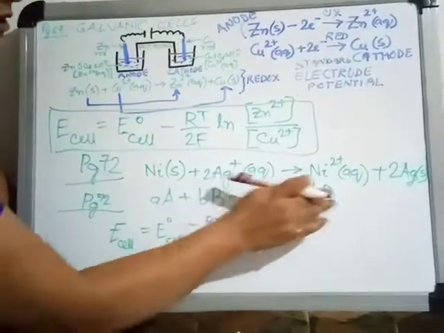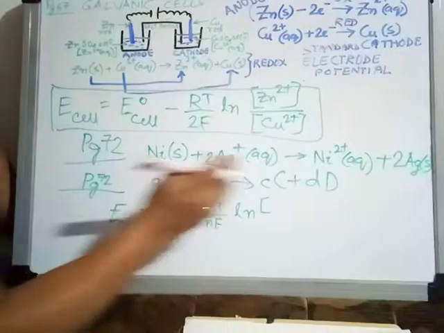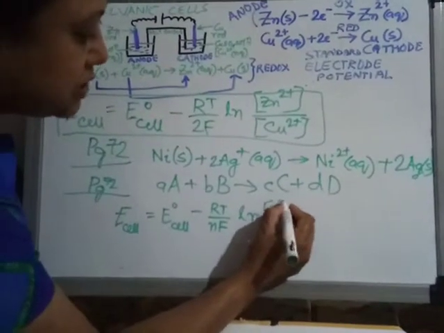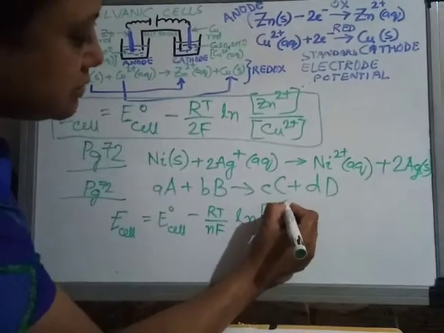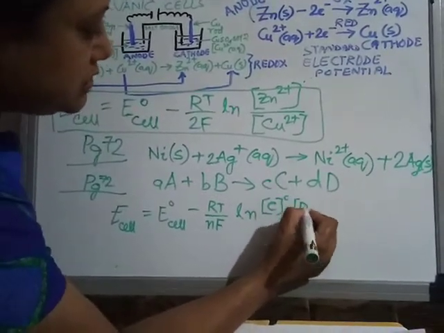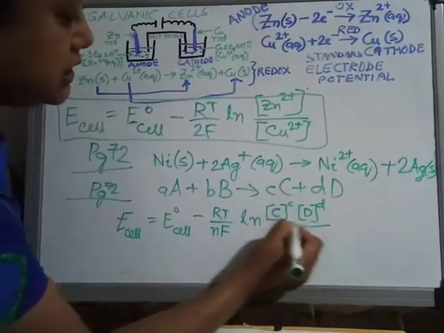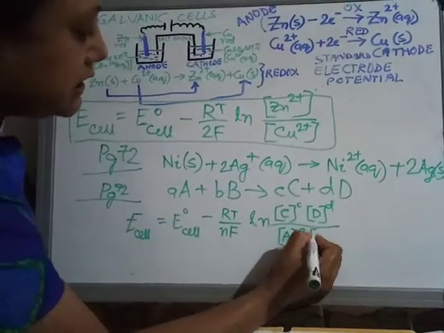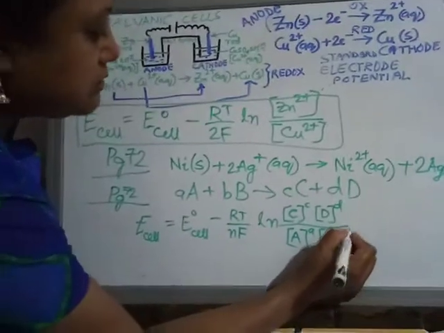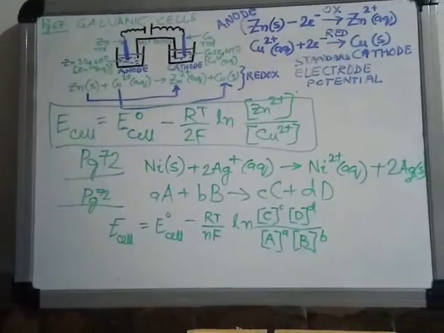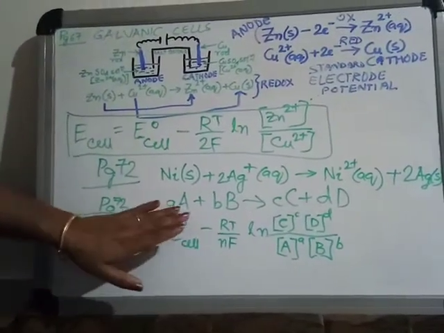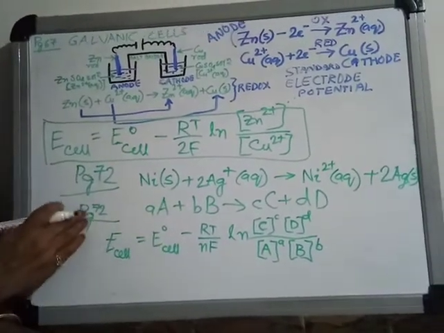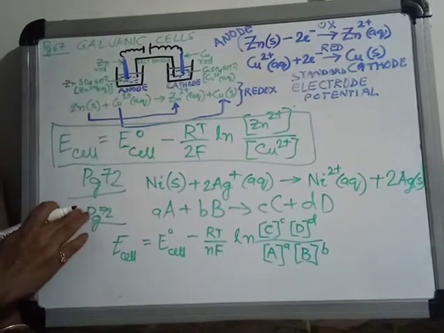Now in this case we know nothing, which one is the ion, which one is the solid. So we will write your products are capital C to the power small c into D to the power small d, divided by reactants A to the power a and B to the power b. So this will be the last equation for a general reaction. You can see this also has been explained in page 72.